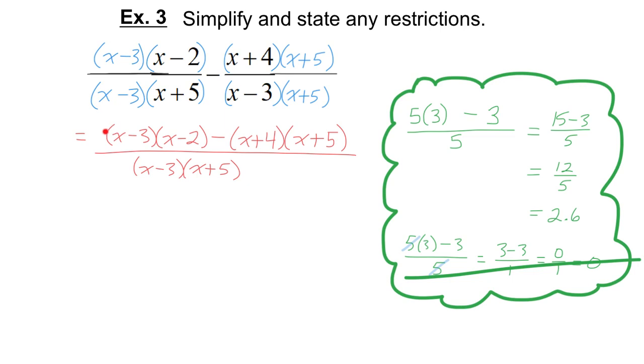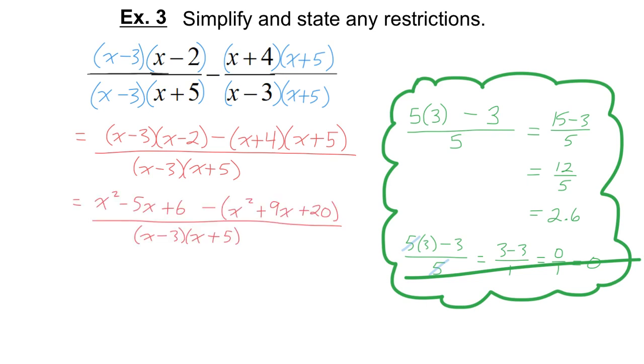You have to expand and simplify this first, and then factor it, and then start canceling out. So when you expand this, you get this. When you expand this, you get this. Now I'm going to subtract each of these terms, and I end up with this. X squared minus x squared is 0. Negative 5x minus 9x is negative 14x. 6 minus 20 is negative 14.